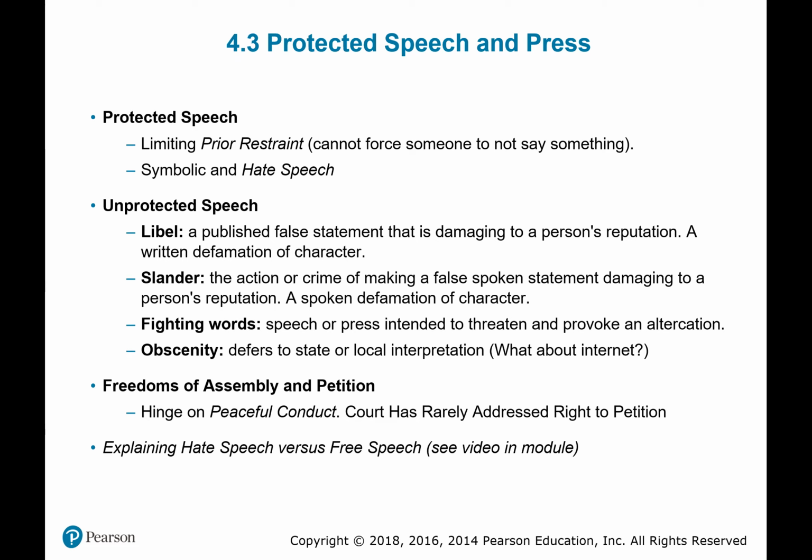Obscenity is unprotected speech, and that defers to state or local interpretation. And then you have issues with the internet, which the text briefly looked at. So obscenity laws generally have gotten less prosecuted. However, it depends on each state.